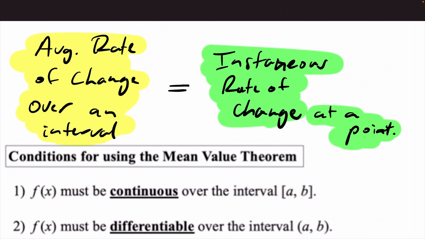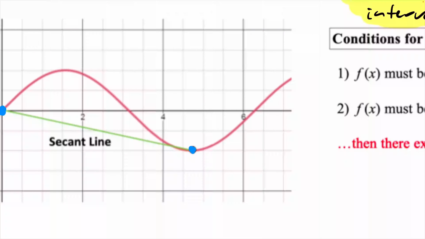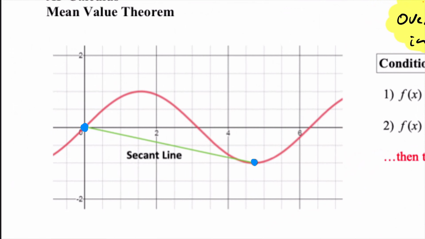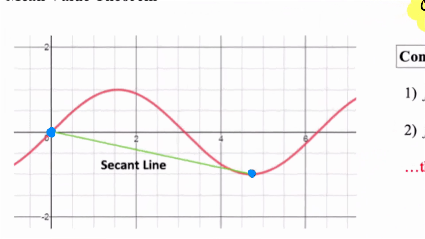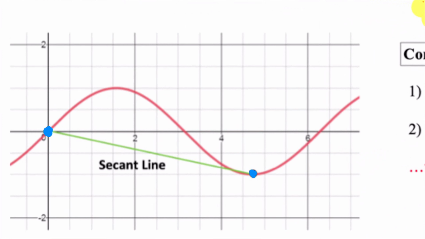Okay, so that's how to find it. That's kind of how to do it, but what does it mean? What does the mean value theorem say? Well, let's say we go from blue dot to blue dot. The left blue dot is the beginning of our interval. The other blue dot is the end of our interval.